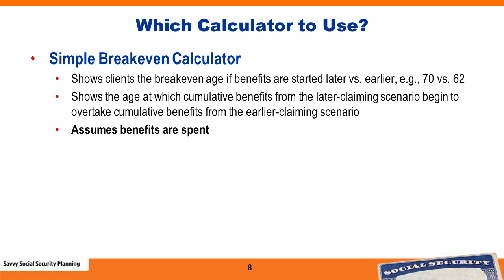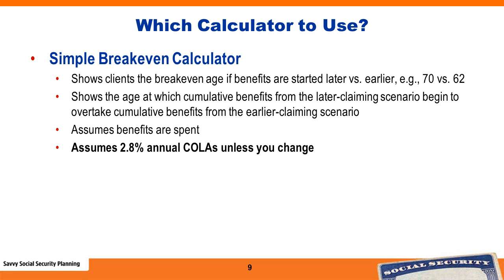In other words, it does not assume a rate of return on invested benefits. The Reinvest Break-Even Calculator does allow you to assume benefits will be invested. We'll talk about that in a minute. All the calculators assume benefits will increase by a 2.8% annual cost of living adjustment. This is the projection the OASDI trustees use under their intermediate cost scenario, so it's the default projection in our calculators, but you can change it if you want.